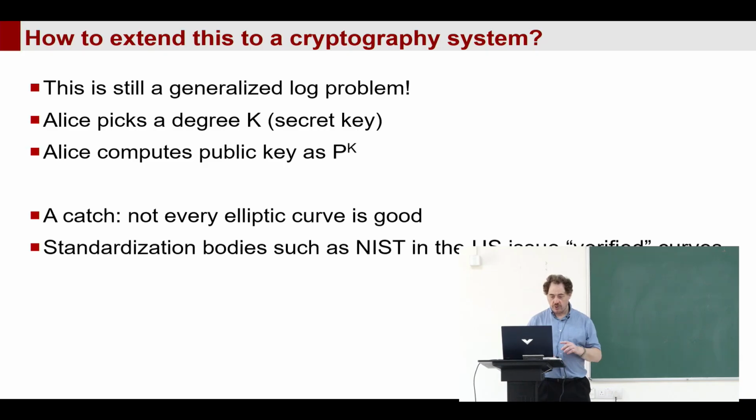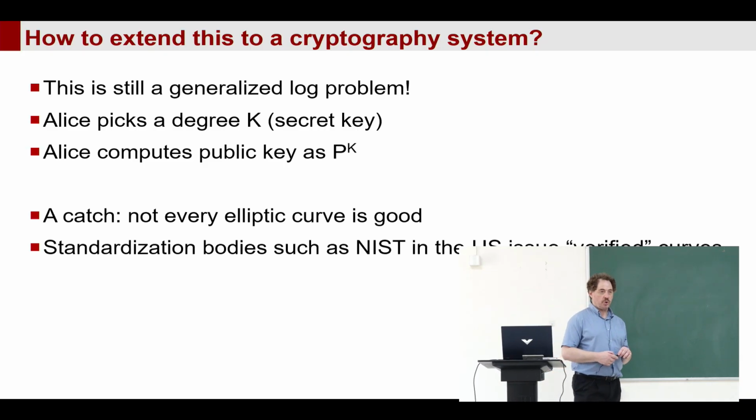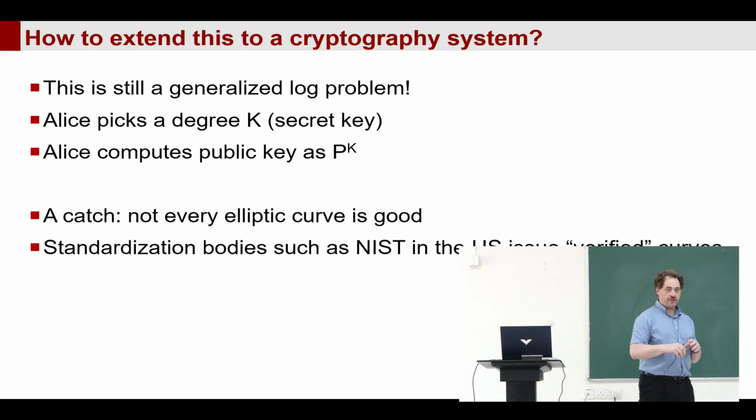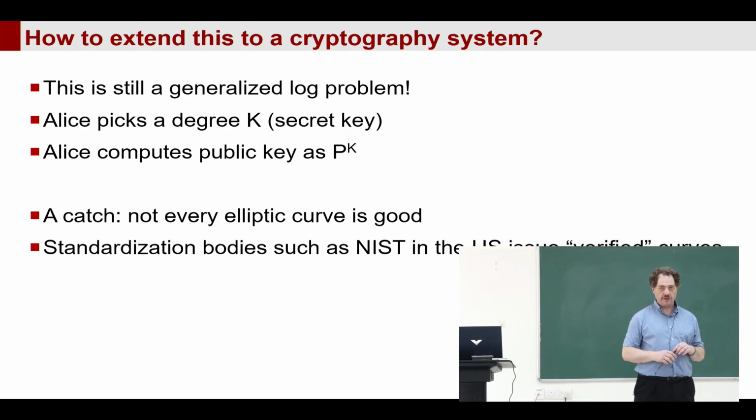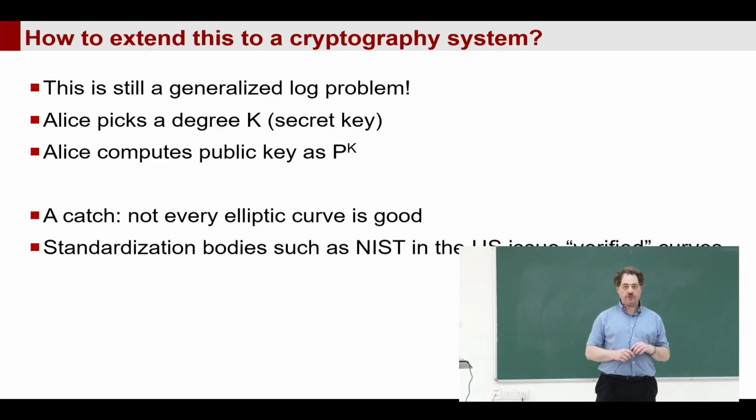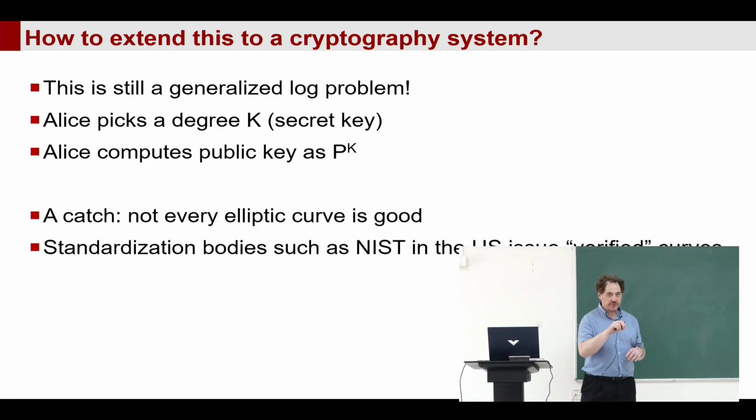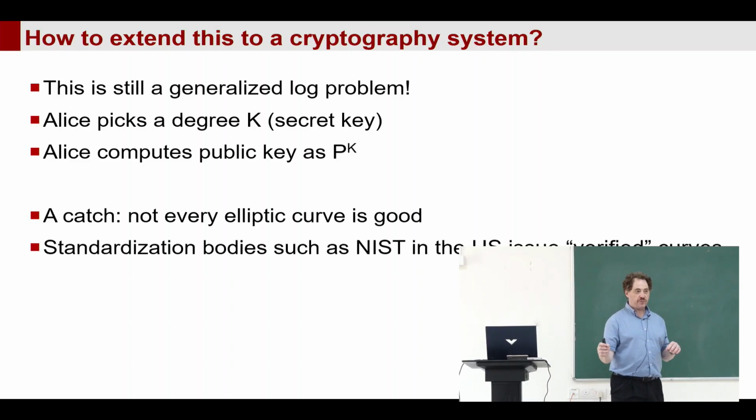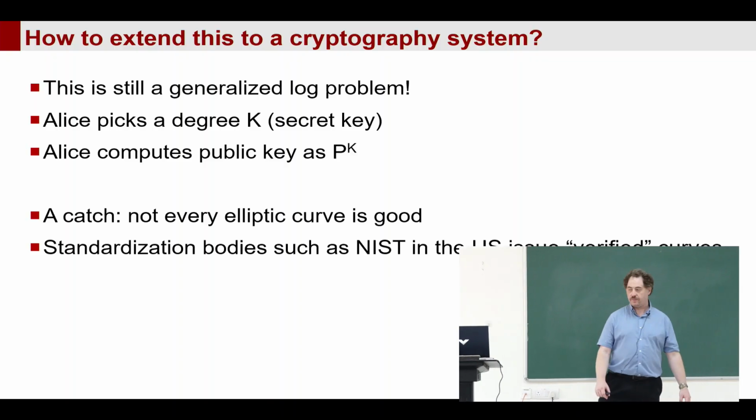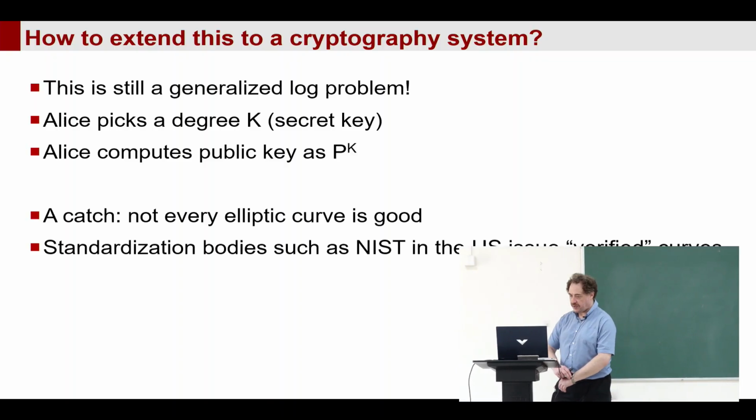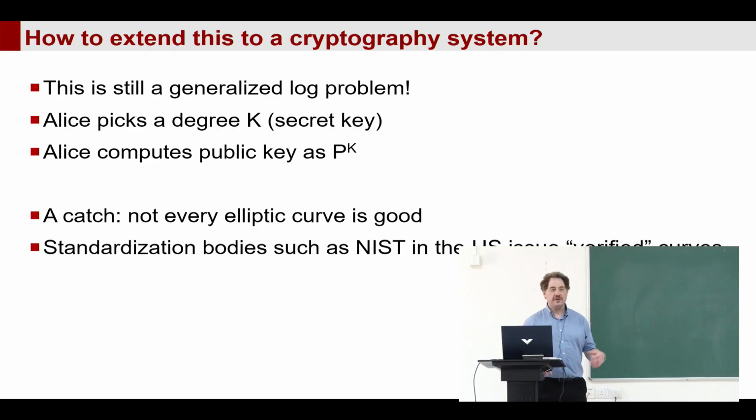The first catch is that not every elliptic curve is good for cryptography. We cannot just take random coefficients and say, okay, let's try this elliptic curve. That would not work. So there are standardization institutes that research, explore different elliptic curves, and decide which ones are better suited for cryptography and which ones are worse. So, for example, NIST in the US issues verified curves, which everyone is supposed to use.